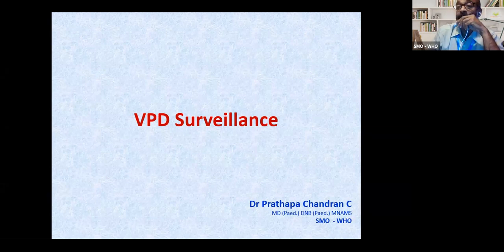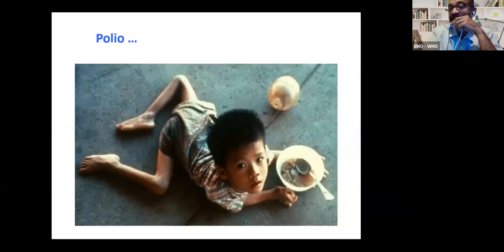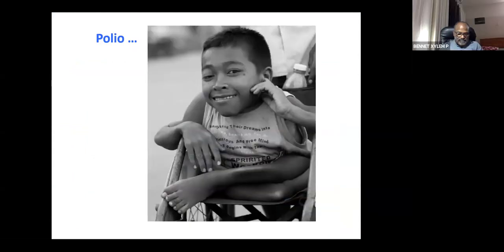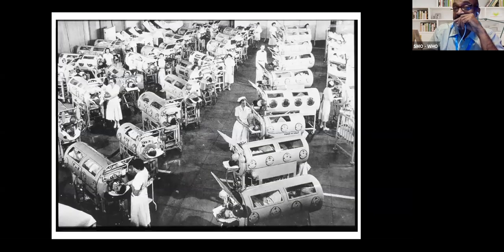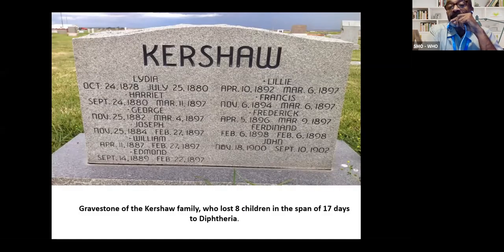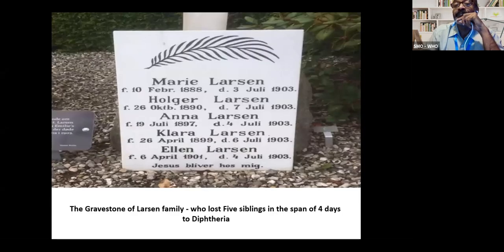These are some of the basic steps for any vaccine preventable disease control, elimination, or even eradication. None of the young pediatricians have seen this. This is what polio can do to a child. And this. And this. But these were happening even during our house surgeon and postgraduate days. These are iron lungs, olden-age ventilator equivalents. And another one: almost everyone in that family got wiped out because of one vaccine preventable disease, diphtheria. A simple vaccine would have prevented this, and this happened in the 1800s. It continued in the 1900s also, another family.